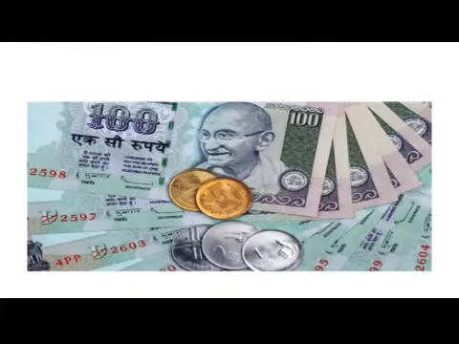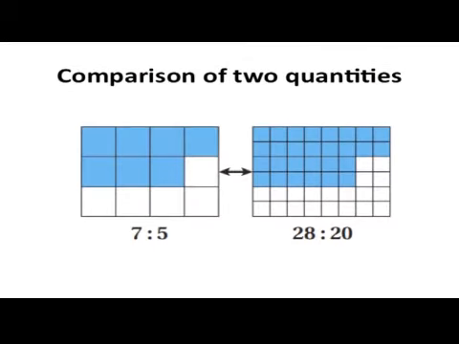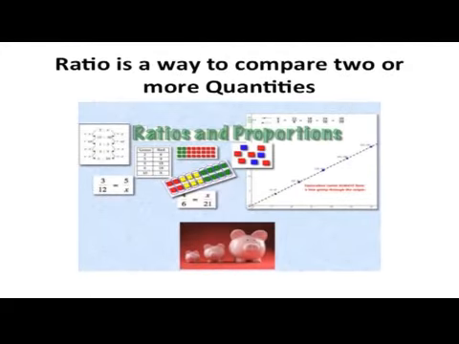In the above cases, we are comparing two quantities of the same kind, that is cost in rupees and age in years respectively. Therefore, the comparison of two quantities of the same kind by means of division is called a ratio. Therefore, ratio is a way to compare two or more quantities of the same kind.